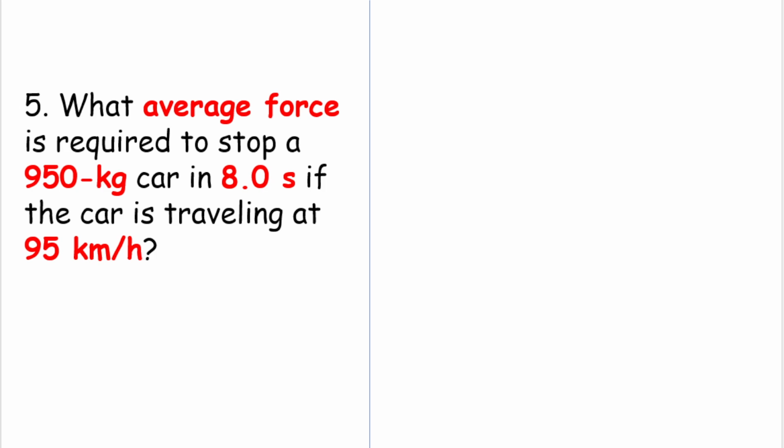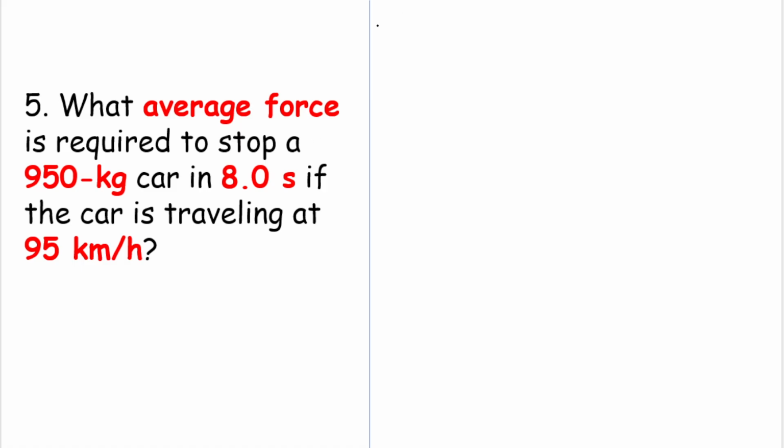Hello, in this video, I will explain how to solve this problem. Let's read the question. What is the average force required to stop a 950 kilogram car in 8 seconds if the car is traveling at 95 kilometers per hour?